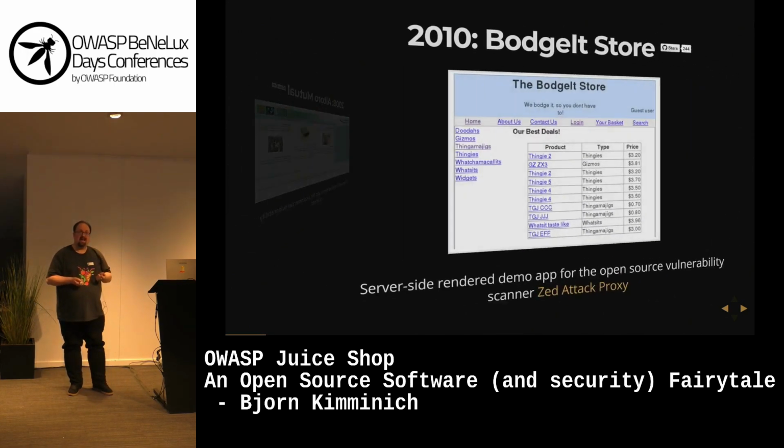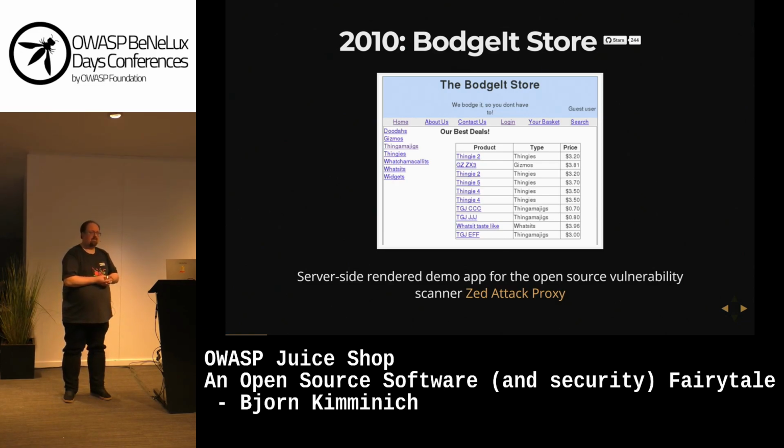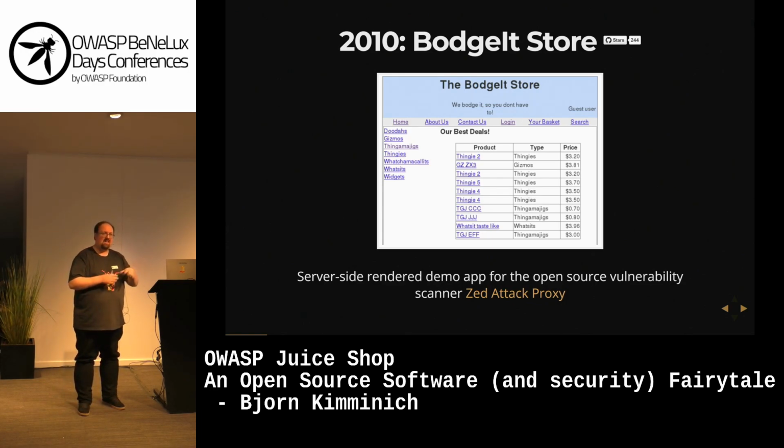So, I later switched to the famous Budget Store, which was basically the companion app of the Zap security scanning tool, right? The previous one was like a fake bank site, but with very limited functionality. This was like a web shop, but made by someone who doesn't really care about user interfaces, right? So, it had all the necessary functionality, like you could log in, you could put stuff into your shopping basket and go to a checkout page, but that was basically it.